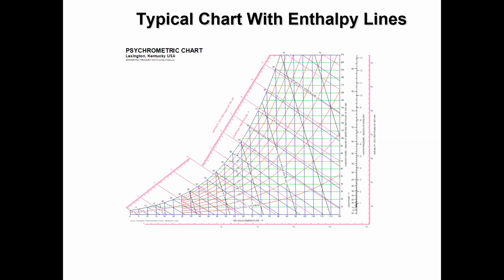Now we put it all together. Here is the typical chart with the enthalpy lines. You can see that these red lines are the enthalpy lines, and then the wet bulb temperature, relative humidity, vapor pressure, dry bulb temperature and wet bulb temperature.